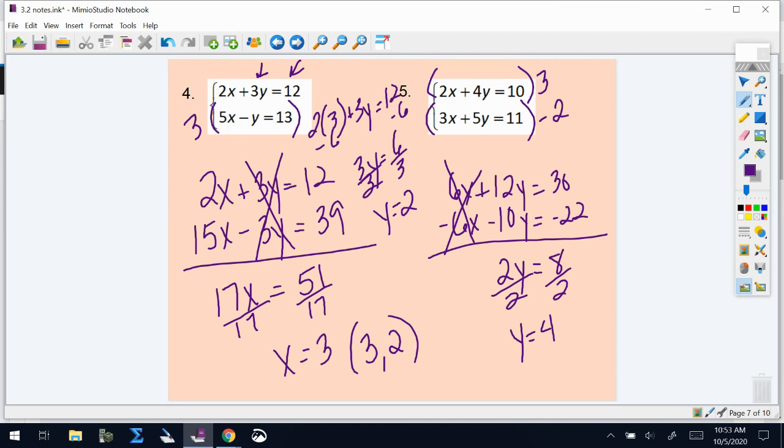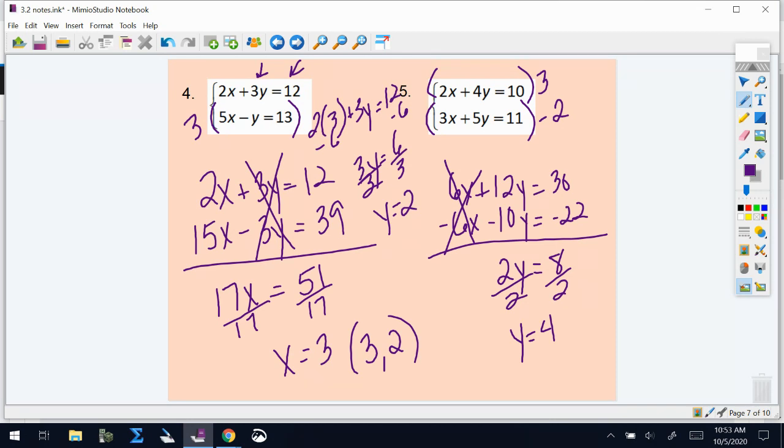I have to go back to one of my equations to figure out x. I actually have a lot of options here. My advice would be go back to one of the original equations. That way, if you made a mistake on one of your updated equations, you won't cause as much of an issue. So I'm going to put it in the very top equation.